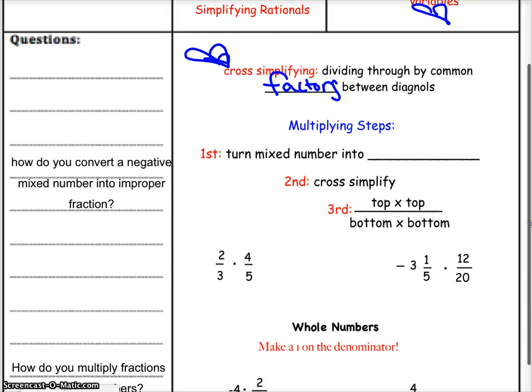All right, to multiply fractions, a reminder: you turn mixed numbers into improper fractions. Then you cross-simplify. Then you go top times top over bottom times bottom. So turn mixed number into improper, cross-simplify, top times top over bottom times bottom.